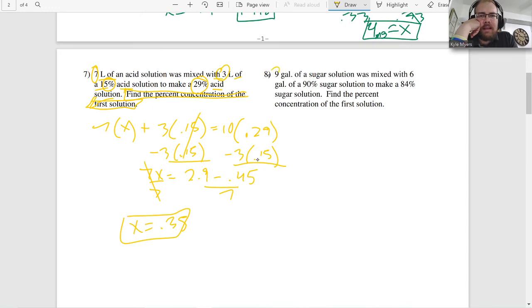So 9 gallons of a sugar solution was mixed with 6 gallons of a 90% sugar solution to make an 84% sugar solution. Find the percent concentration of the first solution. So this is asking the exact same thing as number 7. 9 gallons of a sugar solution, mixed with 6 gallons of a 90% sugar.